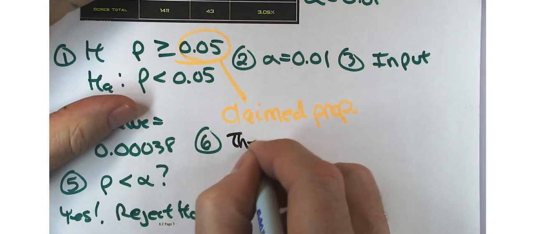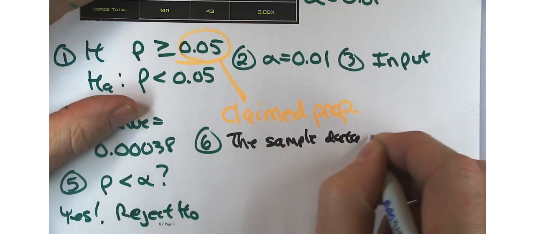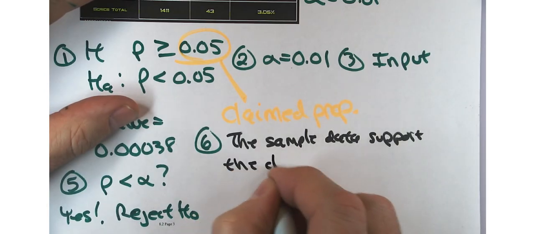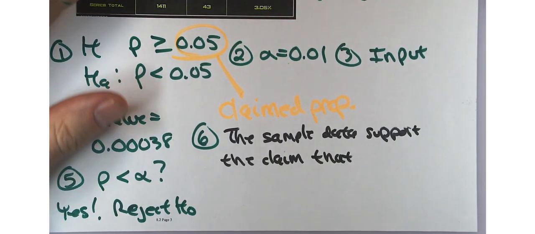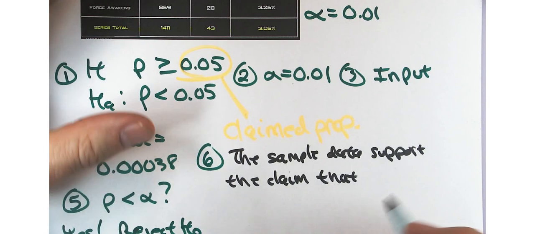The sample data support the claim that. And then you just want to state what the claim was. Stormtroopers hit less than 5% of their shots.